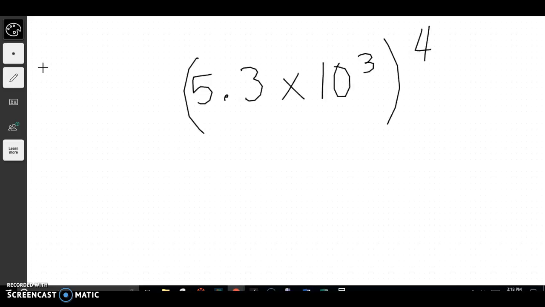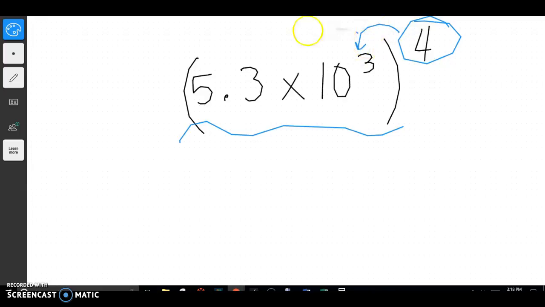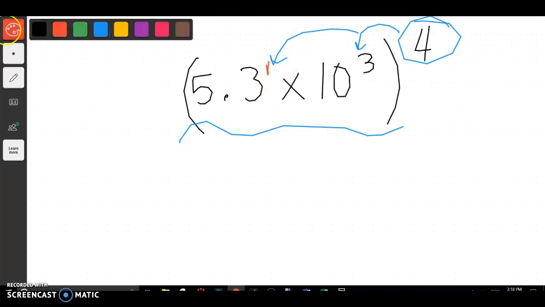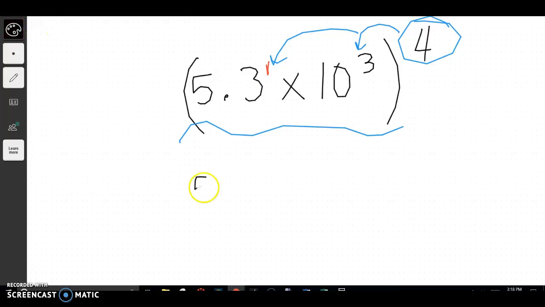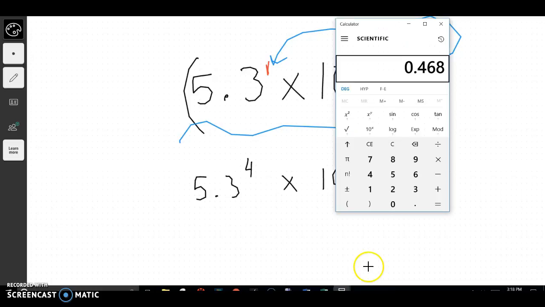Let's say I'm actually raising this thing to the 4th power. Well, if you remember the power rule, what we did with this is we kind of distributed this to each of the exponents. Now this doesn't have an exponent, so we're going to give it a makeshift one. So I'll have 5.3 to the 4th power times 10 to the 12th power, because 4 times 3 is 12, 4 times 1 is just 4. Oh, let's do 5.3 to the 4th power.